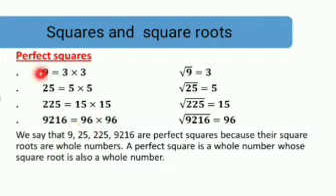So we say that these, 9, 25, 225, 9,216, are perfect squares because their square roots are all whole numbers. Is that clear? A perfect square is a whole number whose square root is also a whole number. Is that okay? You can find the square root of a whole number. For example, this is a whole number. If you find the square root of this 9, the answer is 3. So 3 is also a whole number. Is that clear?